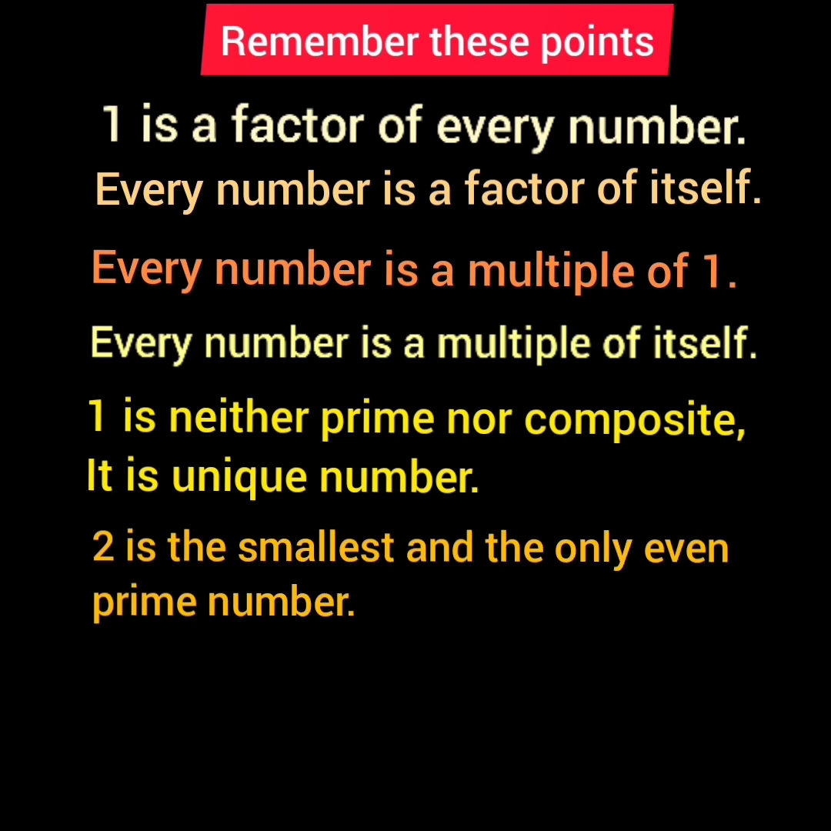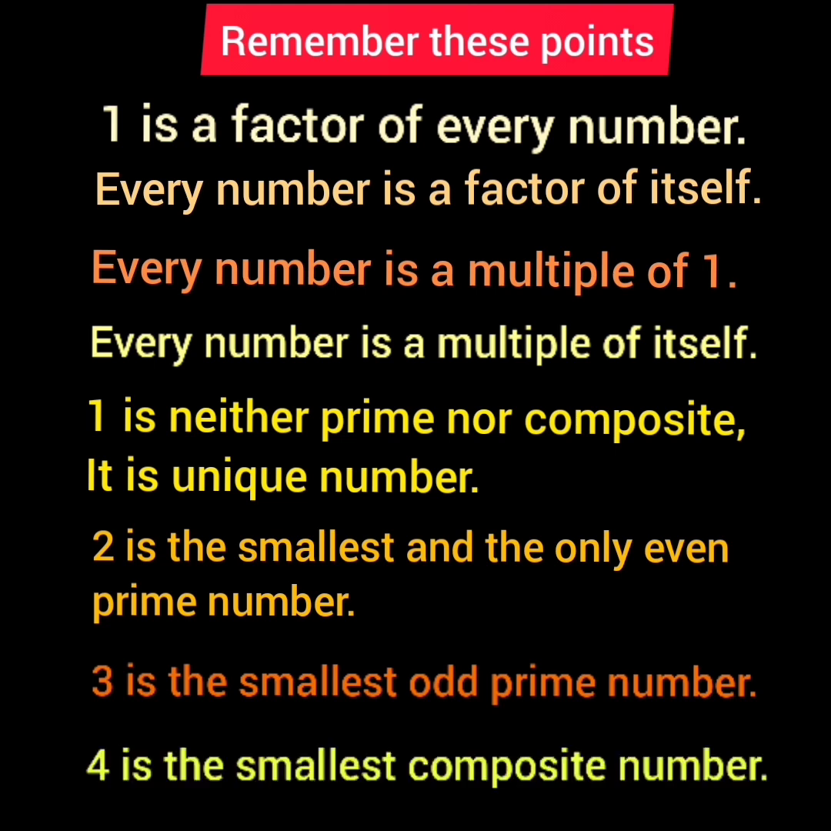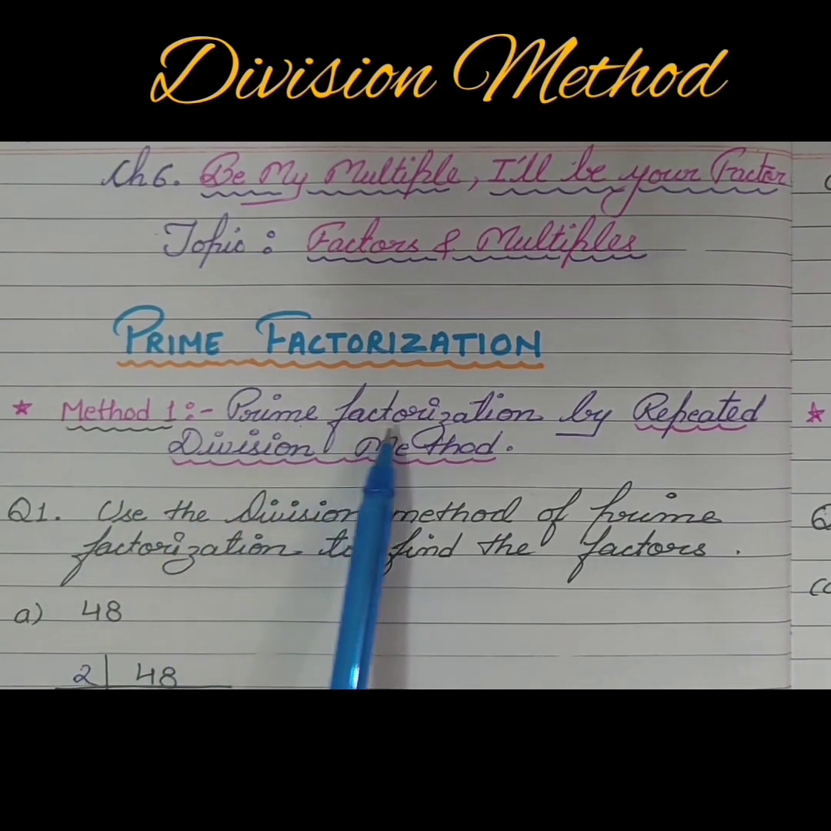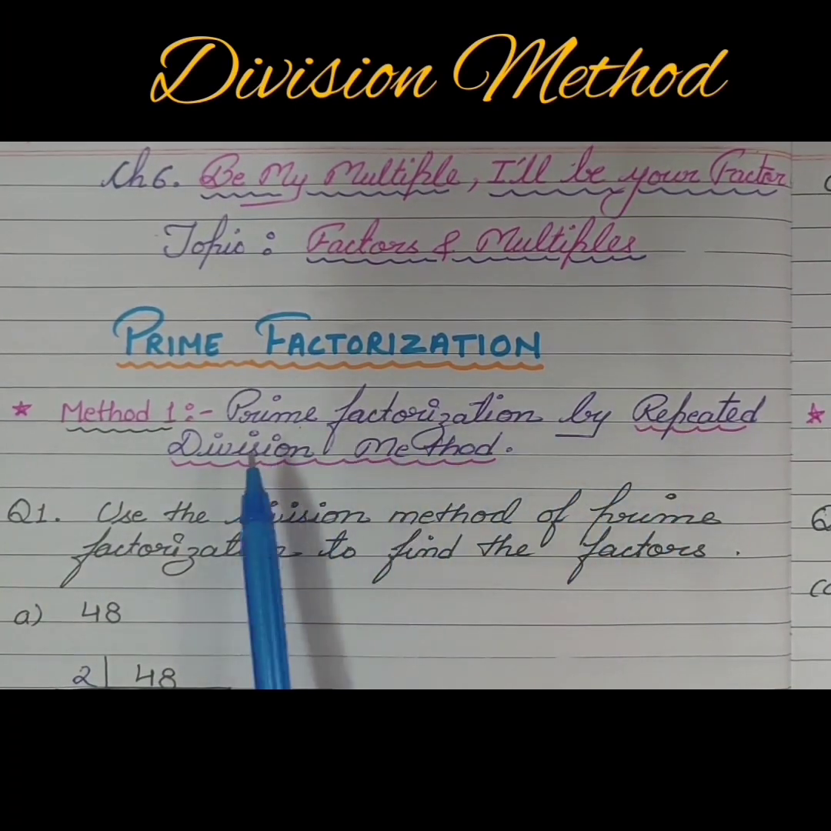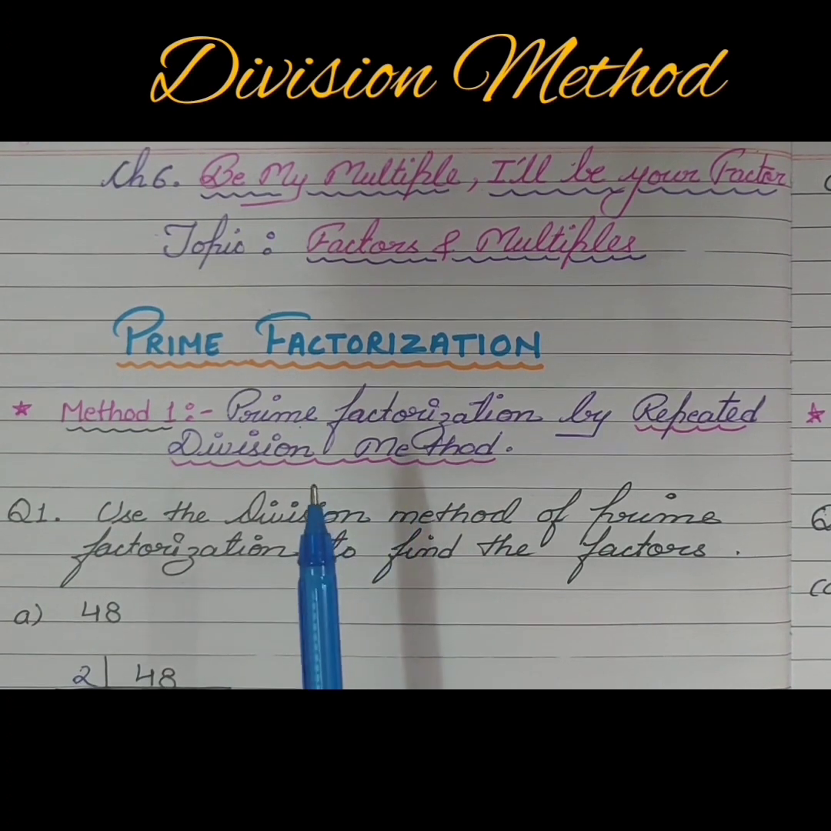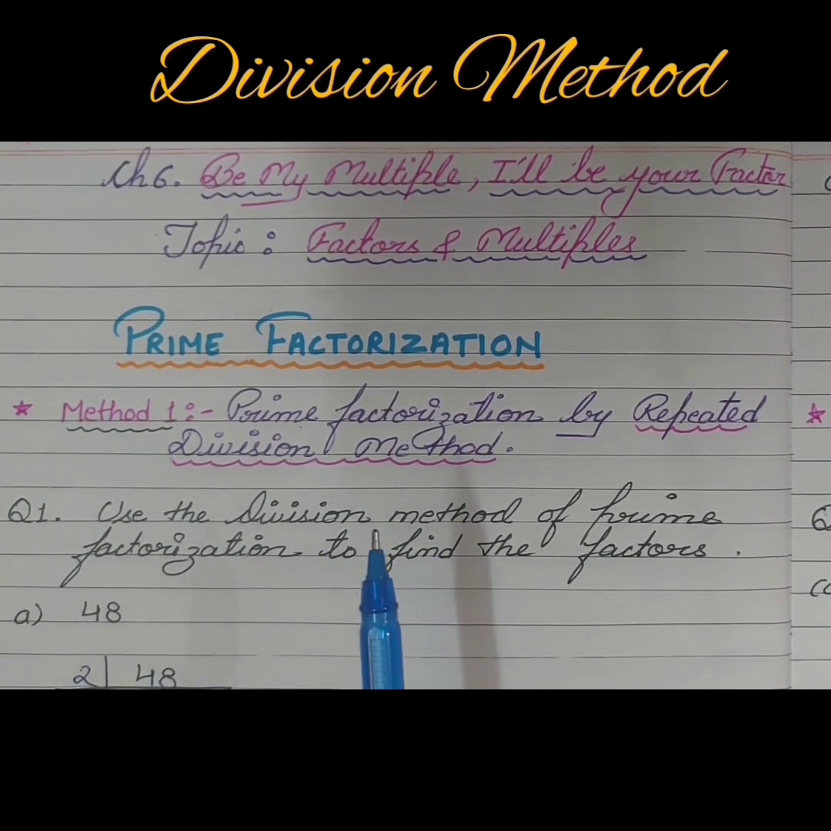2 is the smallest and the only even prime number. 3 is the smallest odd prime number. 4 is the smallest composite number. Now, method 1. Prime factorization by repeated division method. Remember, in this method, we always begin with the smallest prime number which divides the given number completely.